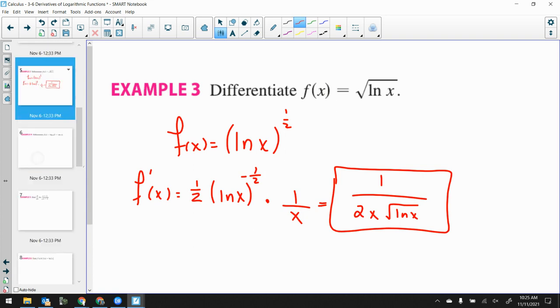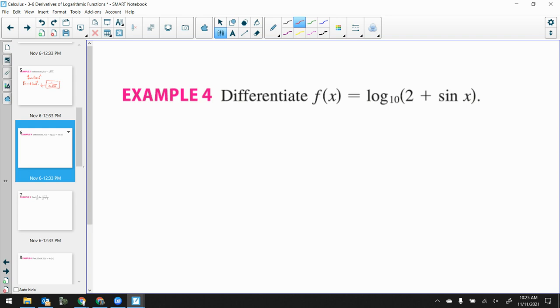Okay. Let's try another one. Now, is this one natural log anymore? No, this is not natural log, so I can't just make it 1 over x. I've got to go back to my rule: the derivative of log base b of x is equal to 1 over x ln b. Remember that is log base b of x. D over dx of this is 1 over x ln b. Natural log of the base.